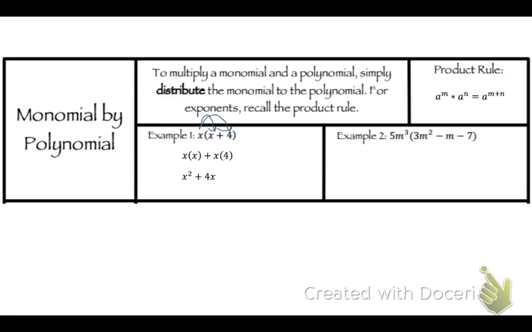Look at example 2. Again, we're going to distribute that in. So 5m cubed times 3m squared minus 5m cubed times m minus 5m cubed times 7. 5 times 3 is 15. M cubed times m squared is m to the 5th. And then 5m to the 4th, 35m cubed. Okay, this should all sort of be review. You should have done this before.